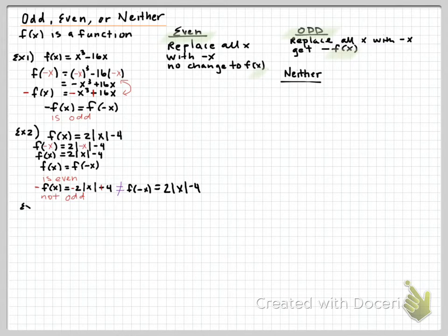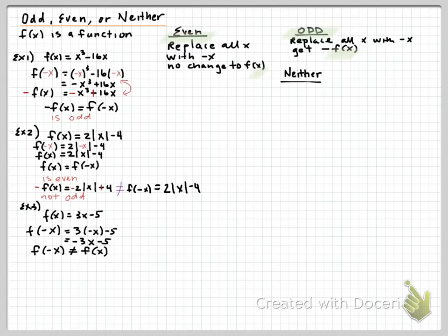Okay, so the last function example I have is f of x equals 3x minus 5. That's a linear function. It's going to graph a line. I'm going to replace every x with a negative, and notice I get negative 3x minus 5. Now this isn't the same as the original function. So f of x is not the same as f of negative x, which means that this guy is going to be not even.